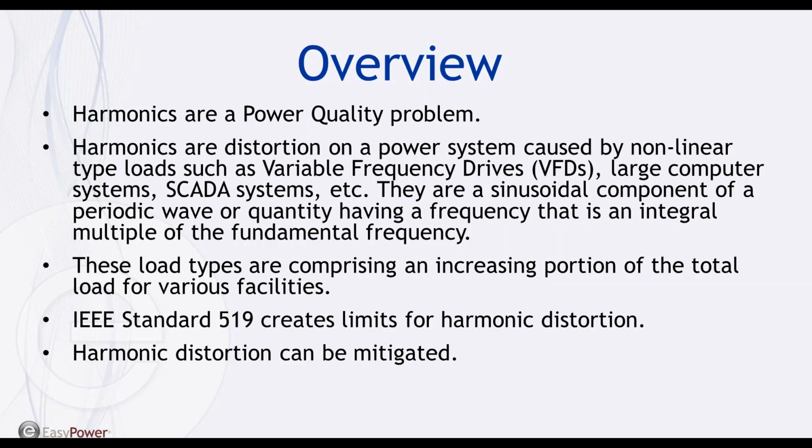Harmonics, or distortion on a power system, are caused by nonlinear type loads such as variable frequency drives, commonly referred to as VFDs, large computer systems, SCADA systems, electronic lighting ballasts. These types of loads are accounting for a significant portion of the total load for various types of facilities. IEEE Standard 519, which we'll discuss a little later, sets the requirements for harmonics and creates limits for harmonic distortion. I'll also discuss different ways that harmonic distortion can be mitigated.